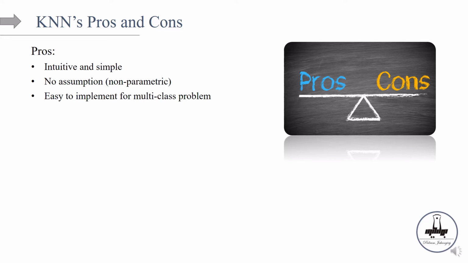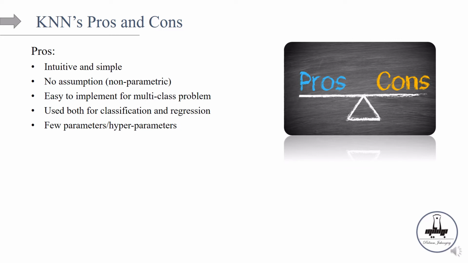Let's say you have 4 classes, 5 classes. You can easily apply KNN to find the cloud of data, basically to figure out what the pattern in the data is. It is used both for classification and regression, and the other advantage is that there are very few parameters or hyperparameters. Basically, most of the time we're dealing with distance metrics and the number of neighbors. Okay, so these are the advantages.